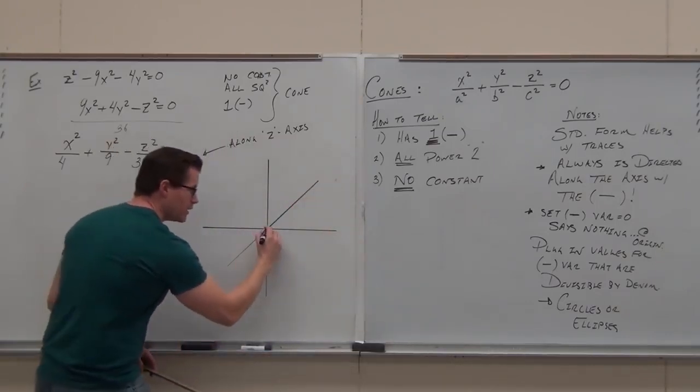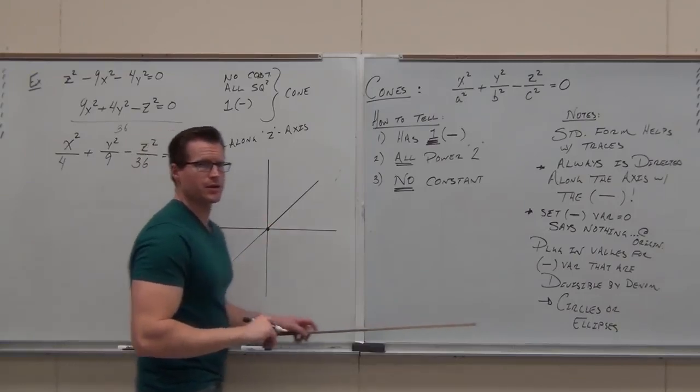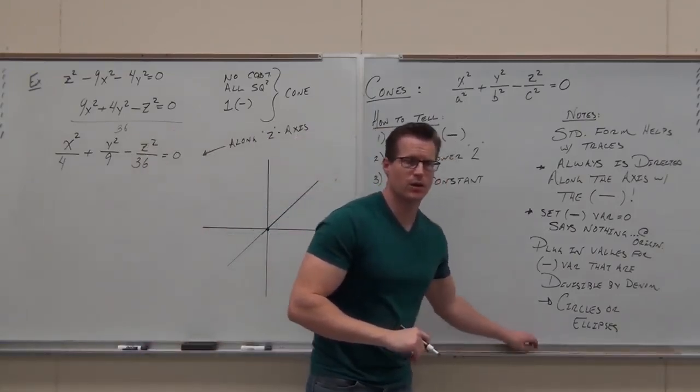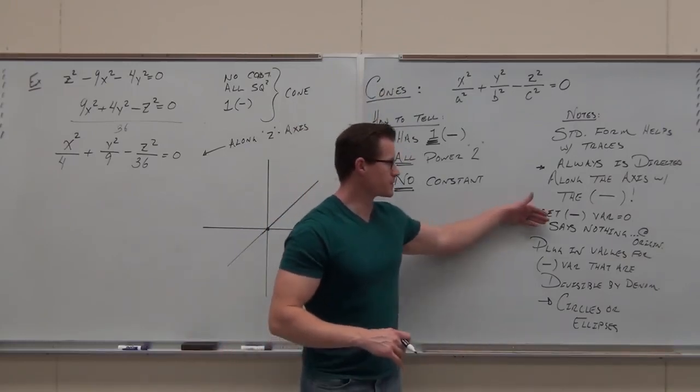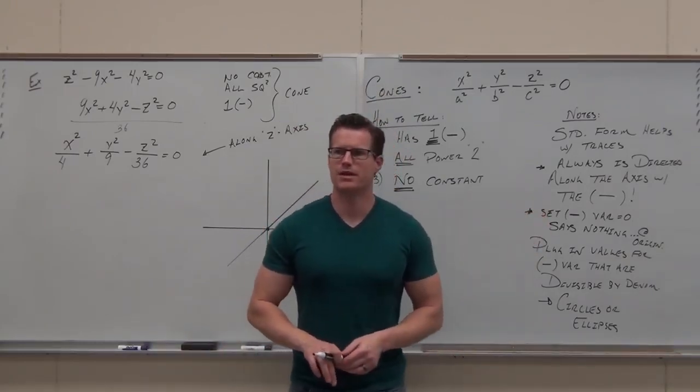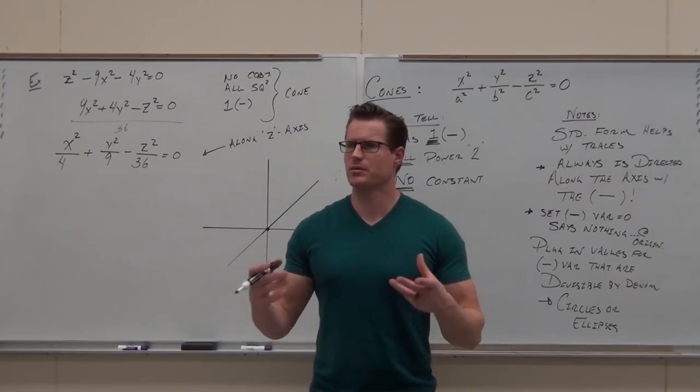That no matter what, I'm crossing there. That's what we're doing. No matter what, I'm crossing there. The other two traces, that's what this stuff is for. Let's plug in some values for the negative variable that are divisible by the variable.